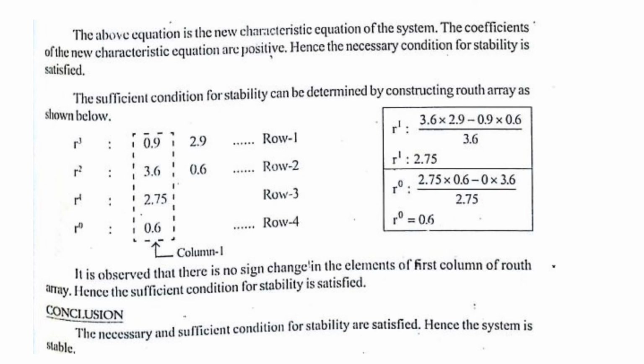Then for r raised to 1, you multiply 3.6 into 2.9 minus 0.9 into 0.6, divided by 3.6. You get 2.75. Similarly, 0.6 is obtained by 2.75 into 0.6 minus 0 into 3.6, divided by 2.75, which gives you 0.6. So in this there is no sign change. If you see the first column, there is no sign change. So it tells that there are no roots outside the unit circle, all the roots are inside the unit circle, hence the system is stable.